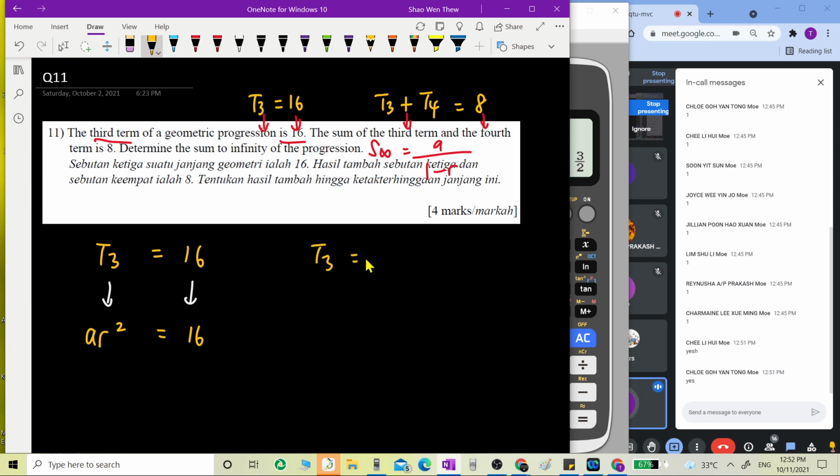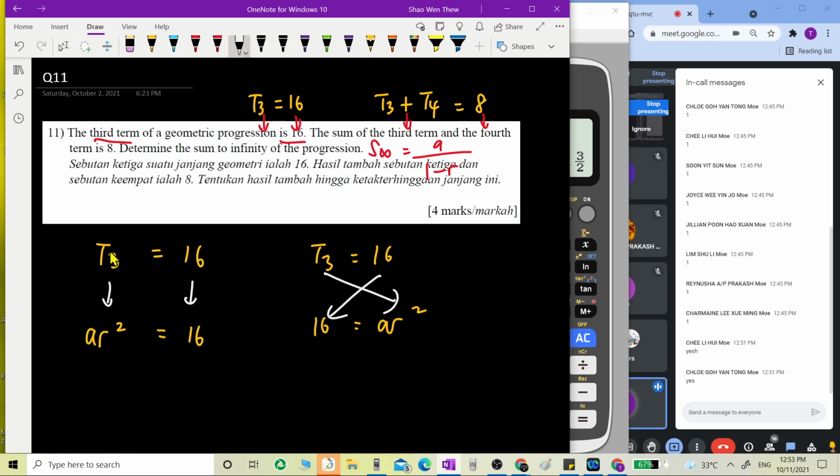Then some of you write this one. I don't know why. Why do you do it like this? This one is T3 equal to 16. This one already very good. Very nice. But then the next step becomes confusing. Some of you write 16, I don't know why you like this. T3 is the formula AR square. Why don't you just continue? Can you understand what is left and right? This one is left, this one is right.